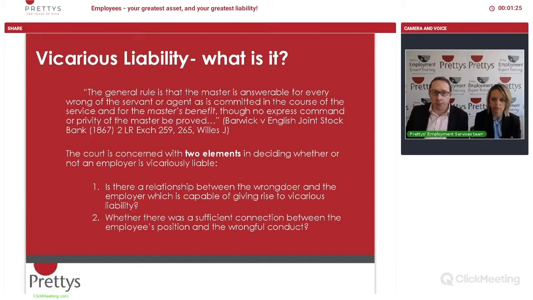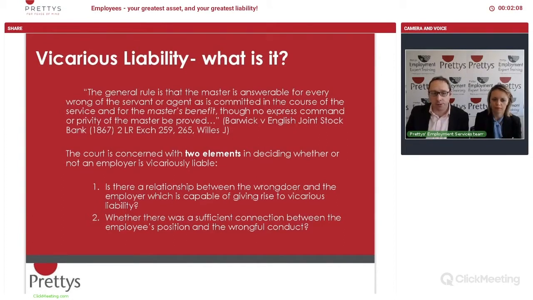Up until the early 2000s, the rules were quite restrictive, and there had to be a real degree of control, because it came from the old law of master and servant, which predated employment law. Here is a quote from an early case, an 1867 case, Barwick v English Joint Stock Bank, which sets out the principle: the general rule is that the master is answerable for every wrong of the servant or agent committed in the course of the service, and for the master's benefit, though no express command or privity of the master is proved.